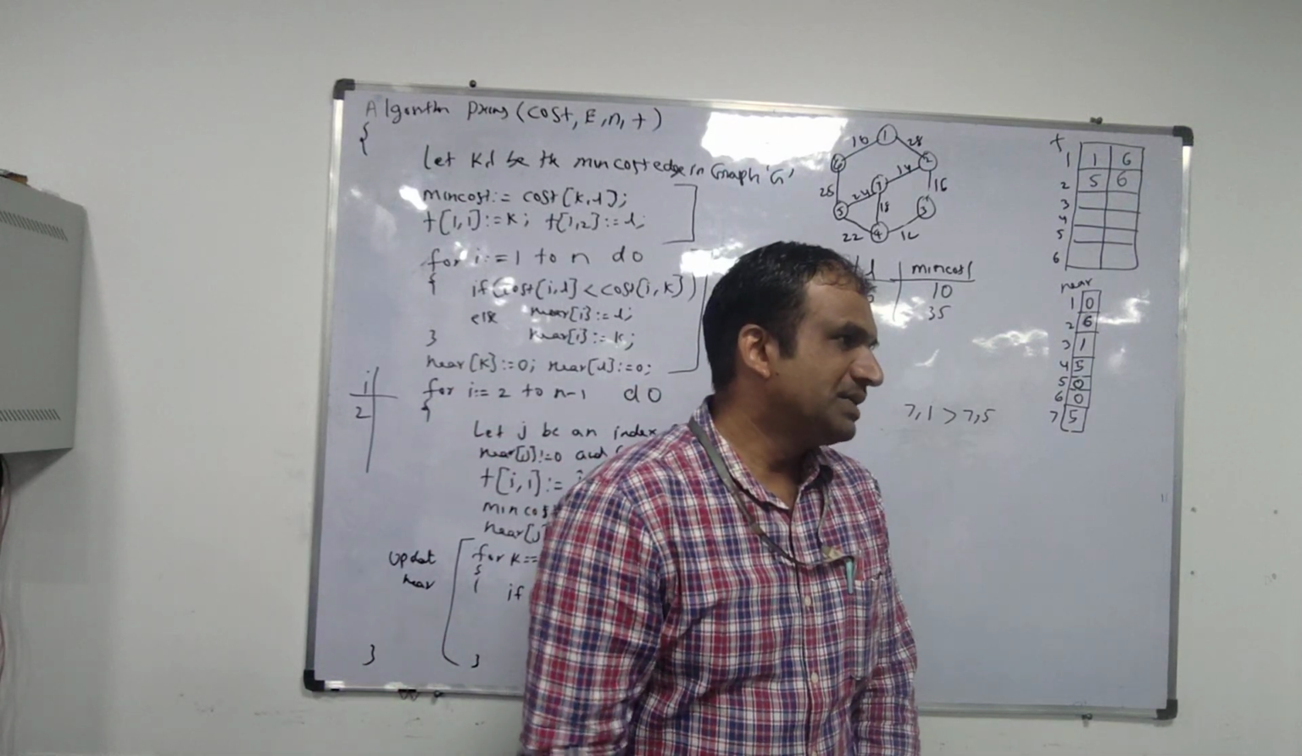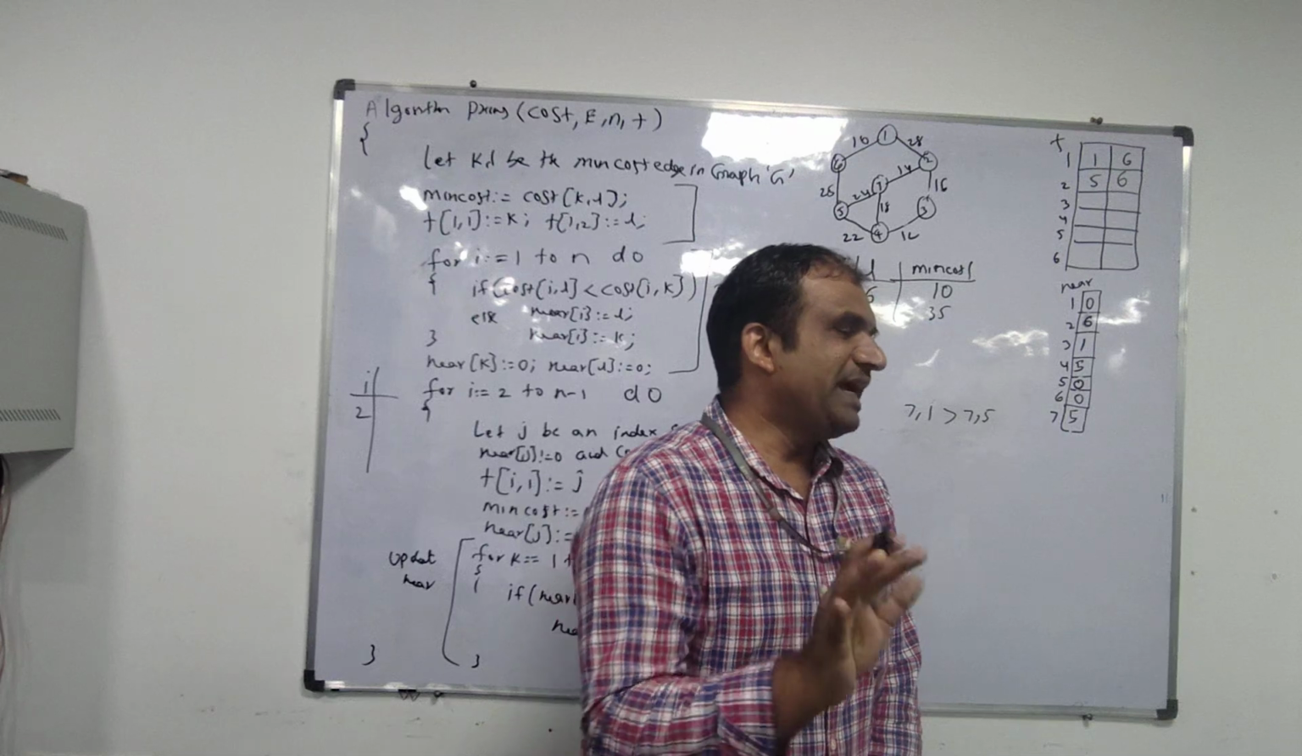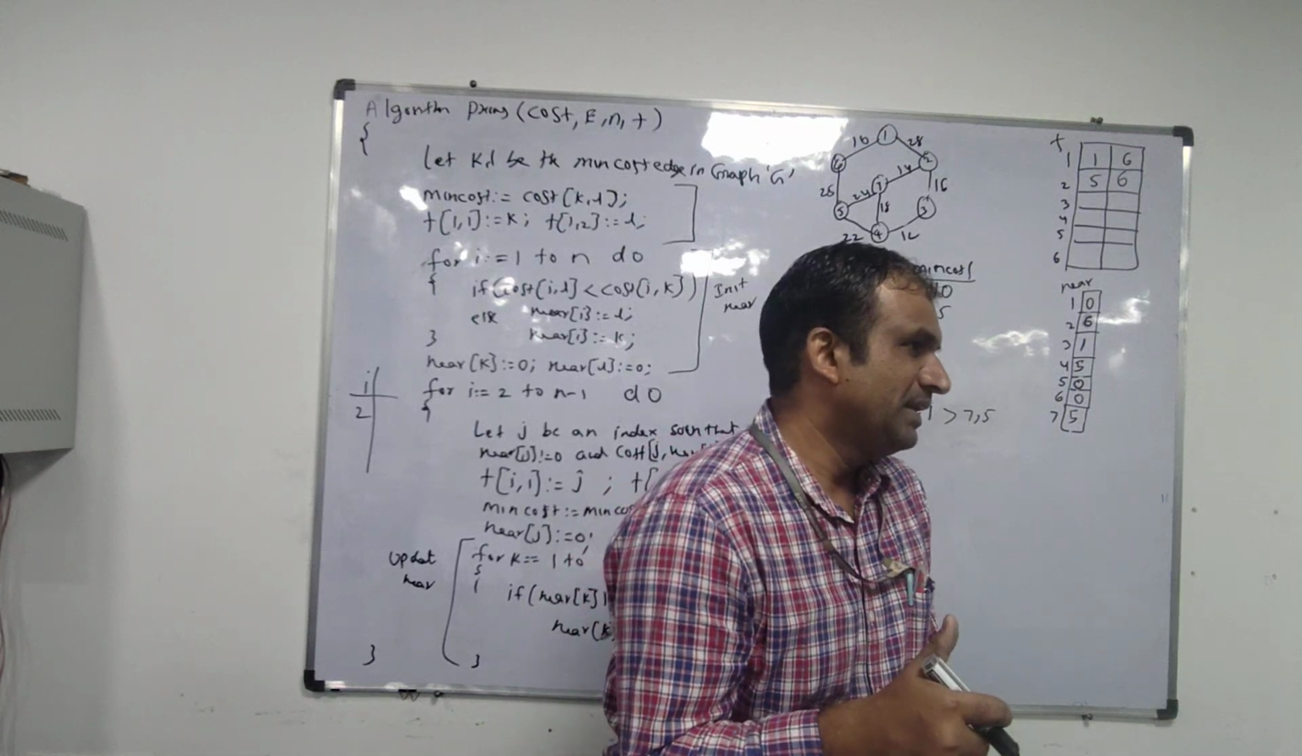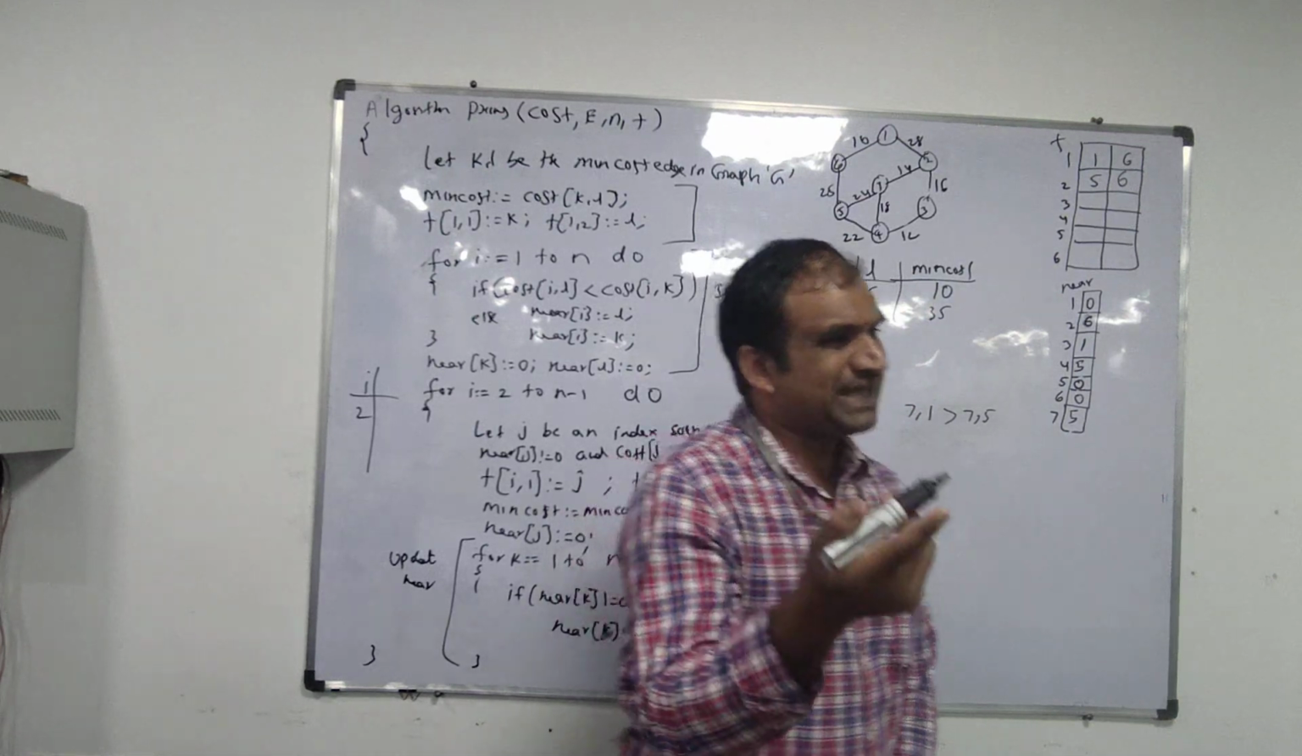using Prim's. So under Prim's, if you observe, it will always get a connected tree. Is that clear?